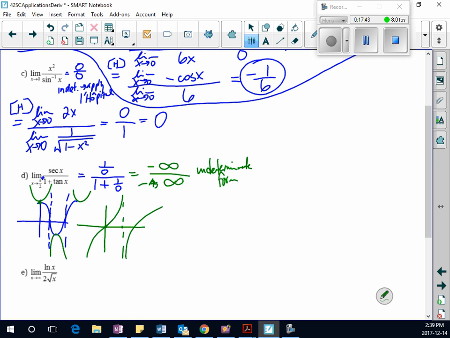For me it'll be okay, but on the free response or the exam, I just write it out because they're so picky. So apply L'Hopital's rule. Somehow you have to show it's an indeterminate form. Okay, so what is the derivative of secant? What's the derivative of secant?